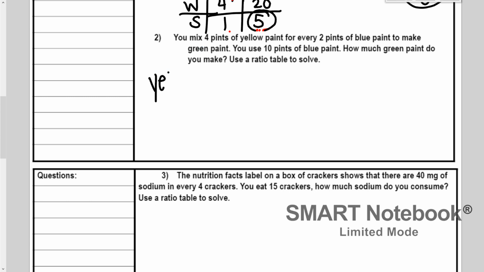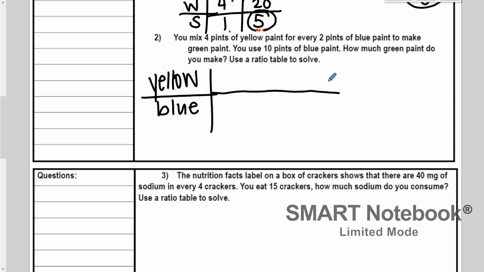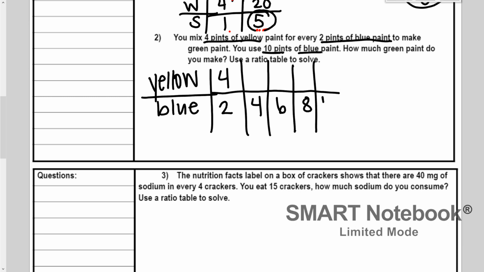All right, so we'll start making that table with yellow and blue paint. We'll fill in that first initial ratio from the information they give us in our table. Go ahead and do that. We should have the 4 next to the yellow and the 2 next to the blue. We want to get to 10 pints of blue. So we're going to start again by just building that table. Let's build the blue because we want to get to 10, and then that'll tell us when we can stop, because once we get to 10 blue, we can stop. So 2, 4, 6, 8, 10. And once we get to 10 pints of blue, we can stop.